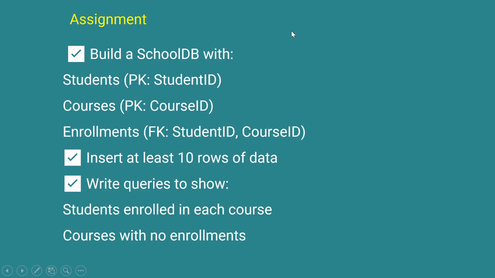Your assignment: build a school DB with students, courses, and enrollments tables. Insert at least 10 rows of data. Then write queries to show students enrolled in each course and courses with no enrollments.